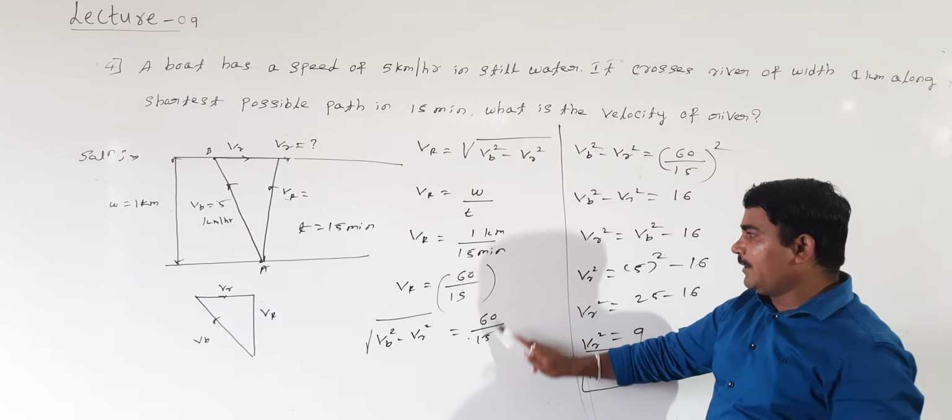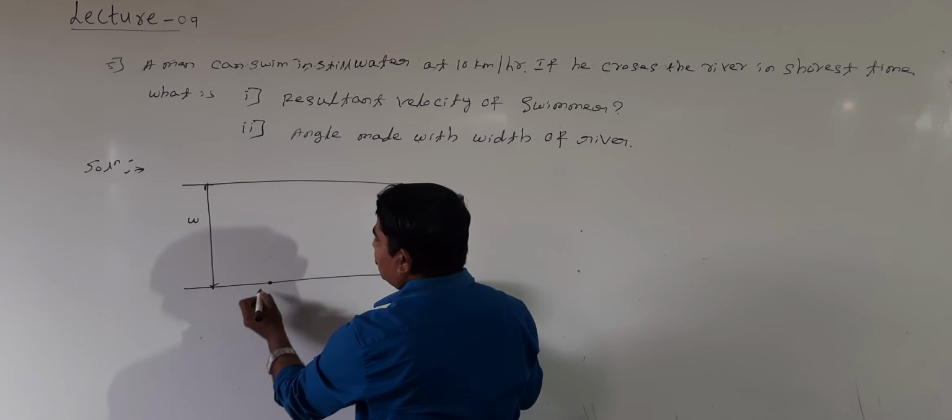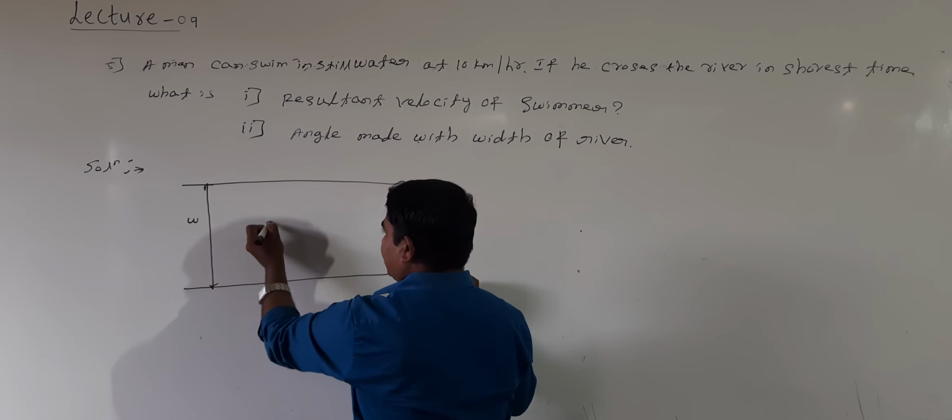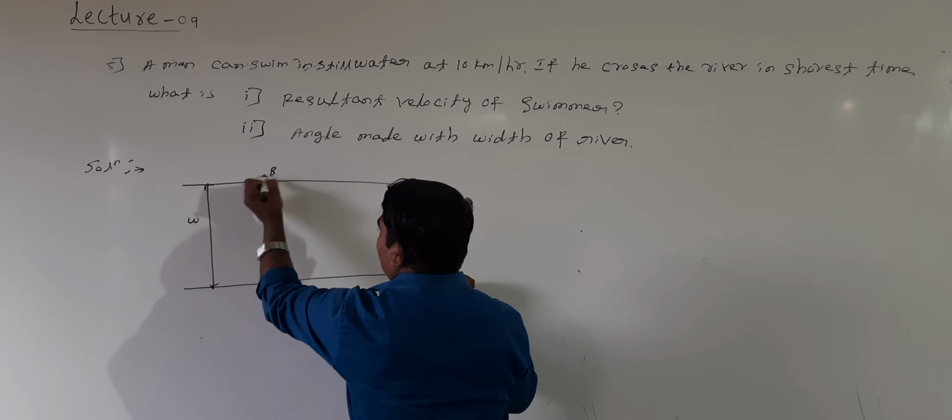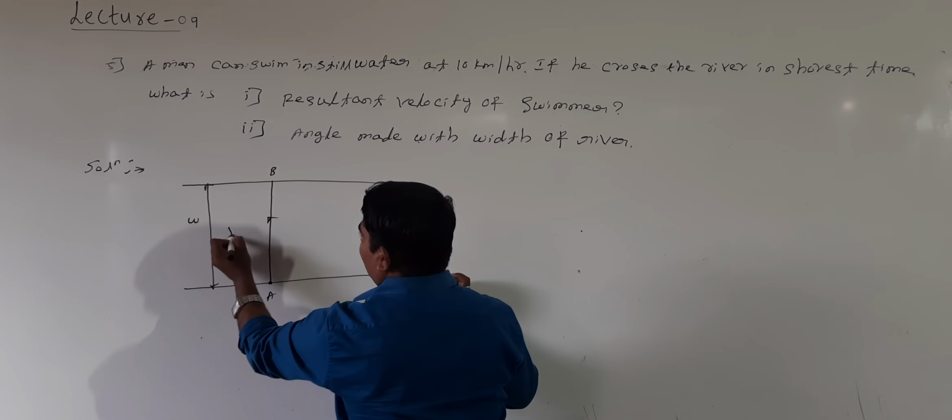Shortest time is, see here, look at me. This is nothing but the river. Are you following? What you can take, this is nothing but the width of the river, what you are calling W. Solution here, how to calculate? See here, when the person swims from this point to this point, from A to B point, by what velocity?